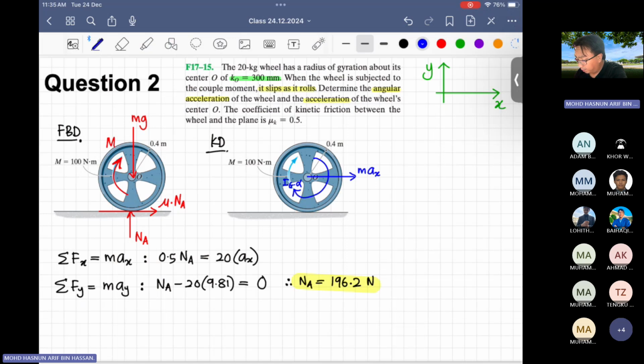Once we have this value, we can substitute it into the first equation to straight away get the value of ax. So ax is equal to 0.5 times 196.2 divided by 20. So the value of ax will be 4.905 meter per second square. So we have solved the first part of the question. ax is already known.